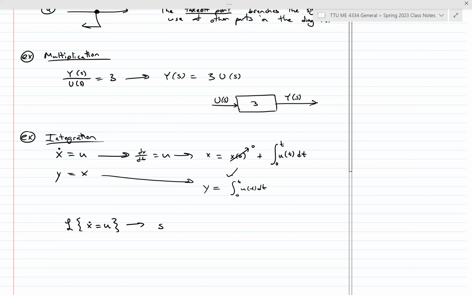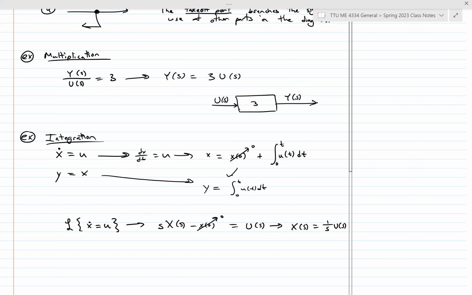S times what? X of s, I heard, right? Minus that initial condition, which we're going to say is 0, is equal to u of s. We can solve this for x of s. That's 1 over s times u. All right, we can see the relationship.